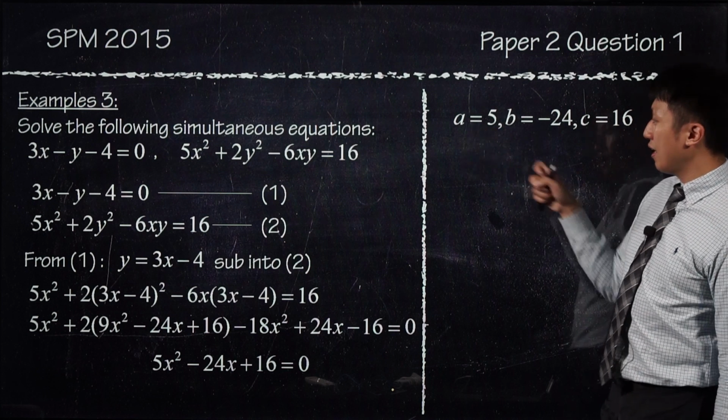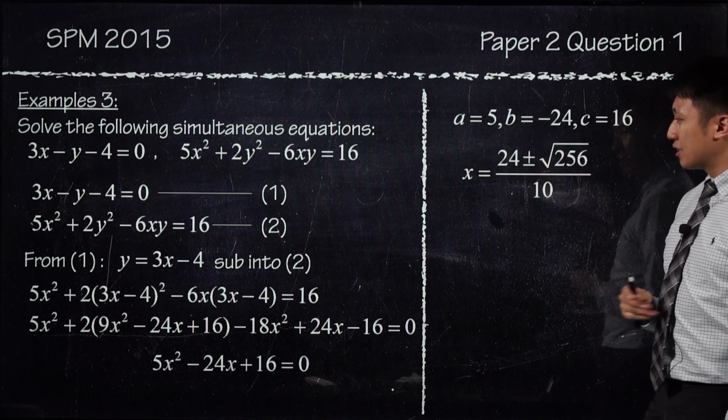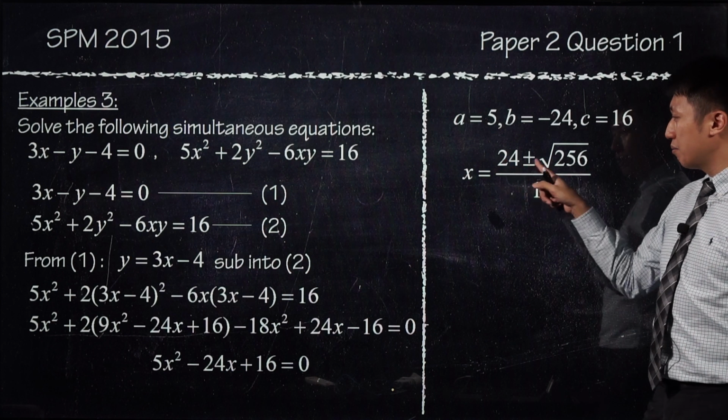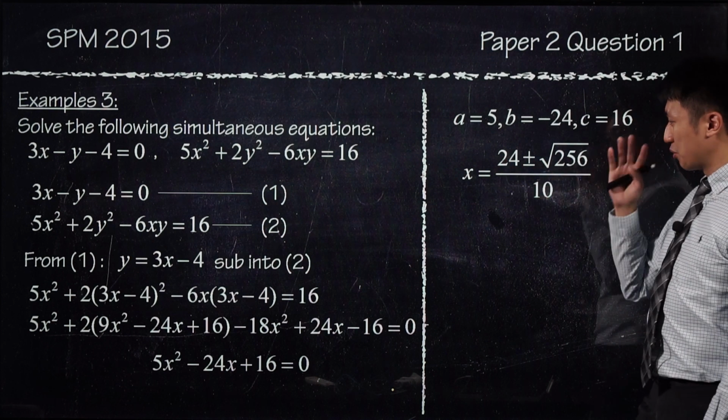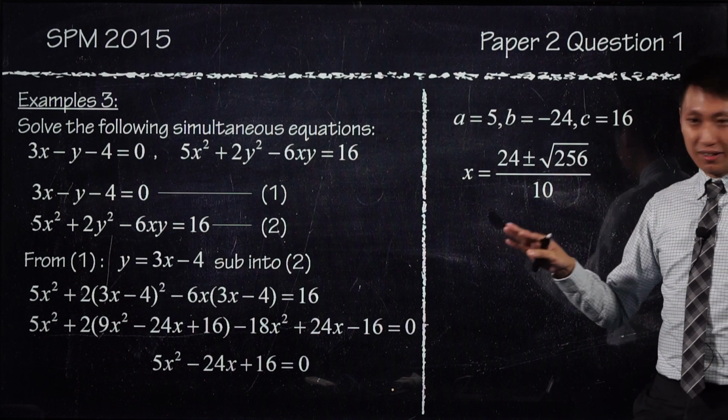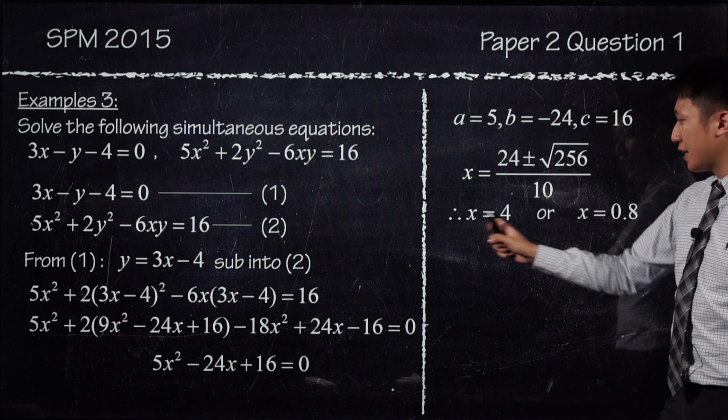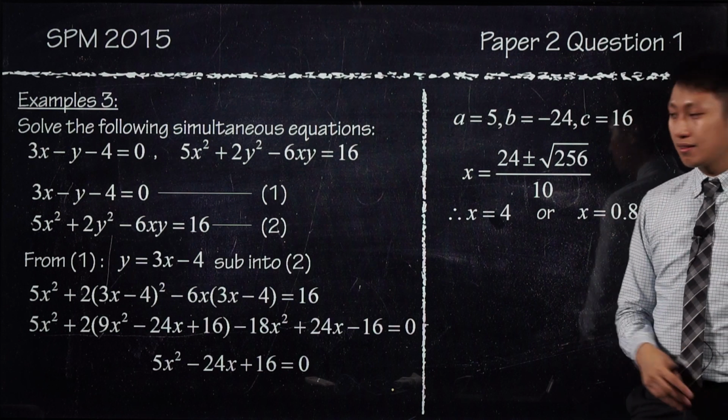Just write down what is A, what's B, what's C. Then the formula is always there for you. Then negative B plus minus square root B squared minus 4AC, divided by 2A. You are supposed to be very familiar with that. Okay, for the 5 marks here. So x equals 4 or x equals 0.8 for all 5.